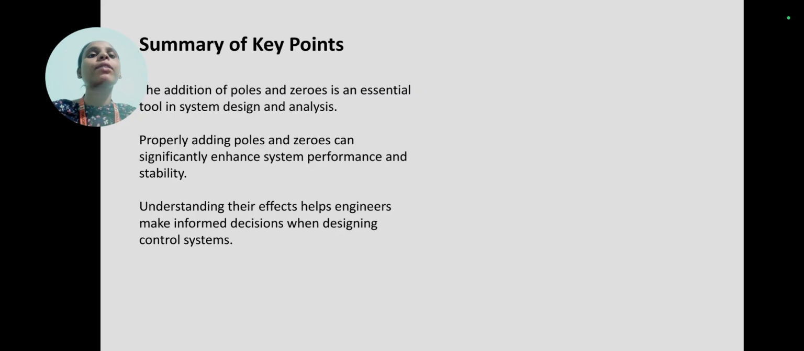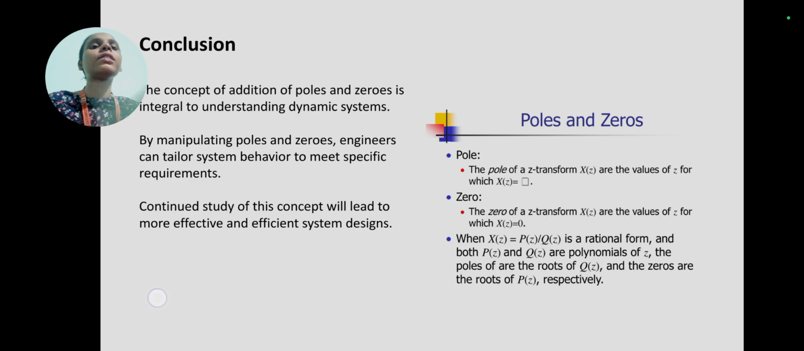Summary of key points. The addition of poles and zeros is an essential tool in system design and analysis. Properly adding poles and zeros can significantly enhance system performance and stability. Understanding their effects helps engineers make informed decisions when designing control systems.